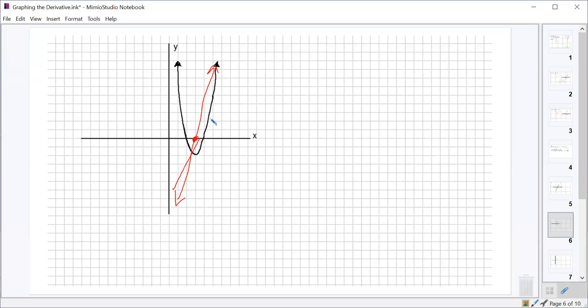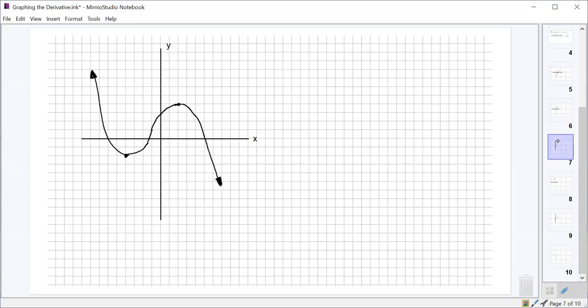If you happen to draw yours and it happened to look more like this, that'd be fine. If you happen to make yours a little bit steeper like that, that'd be fine. It's just a sketch. It's just a general idea of what it looks like. Good or no? Good. All right. Let's try to do another one.